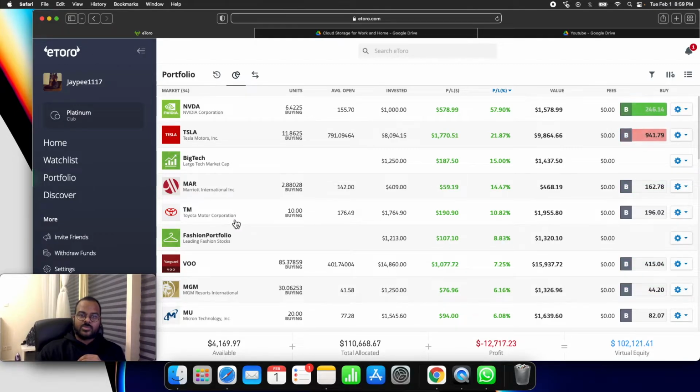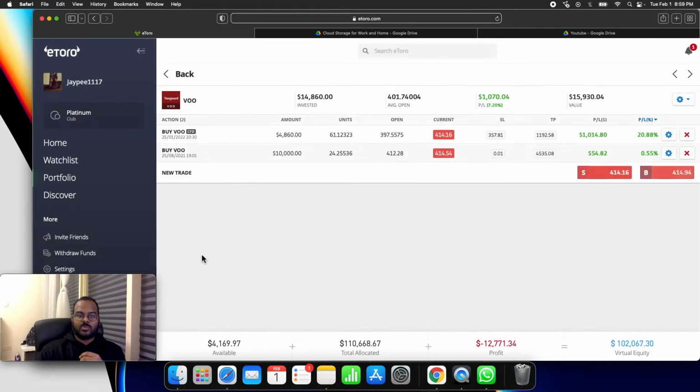However, when it comes to making profits or taking profits, like take this for example, right? You see $1,000 in profit. Now, if I were to realize this profit, if I were to take this profit, I don't sell, I close this particular trade. So if I open VOO position, you can see I have two positions.